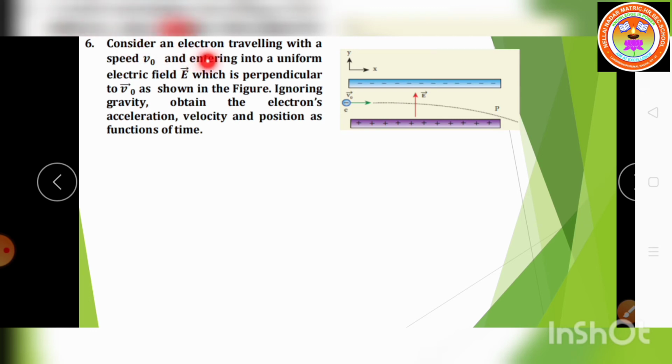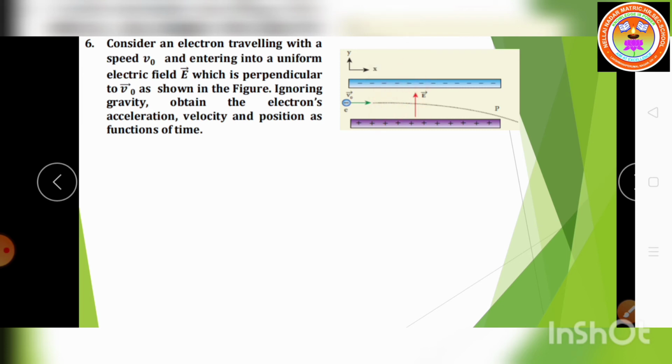Consider an electron traveling with a speed v0 and entering a uniform electric field E vector, which is perpendicular to the v0 vector. Listen, children. If you see this diagram, here is the positive charge and here the negative charge, so the electric field lines point upward everywhere.